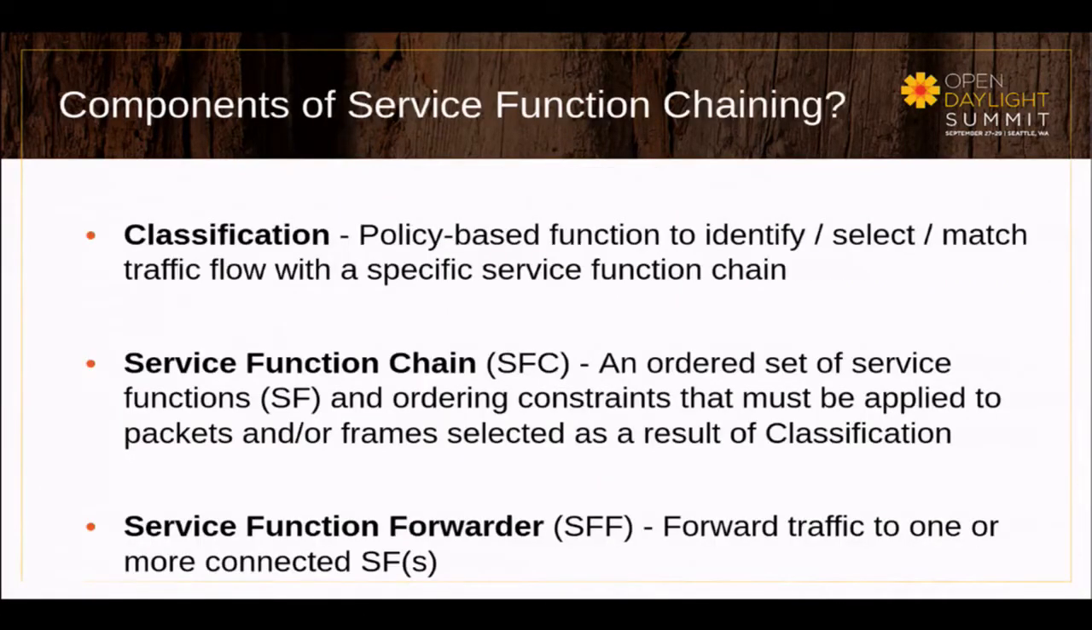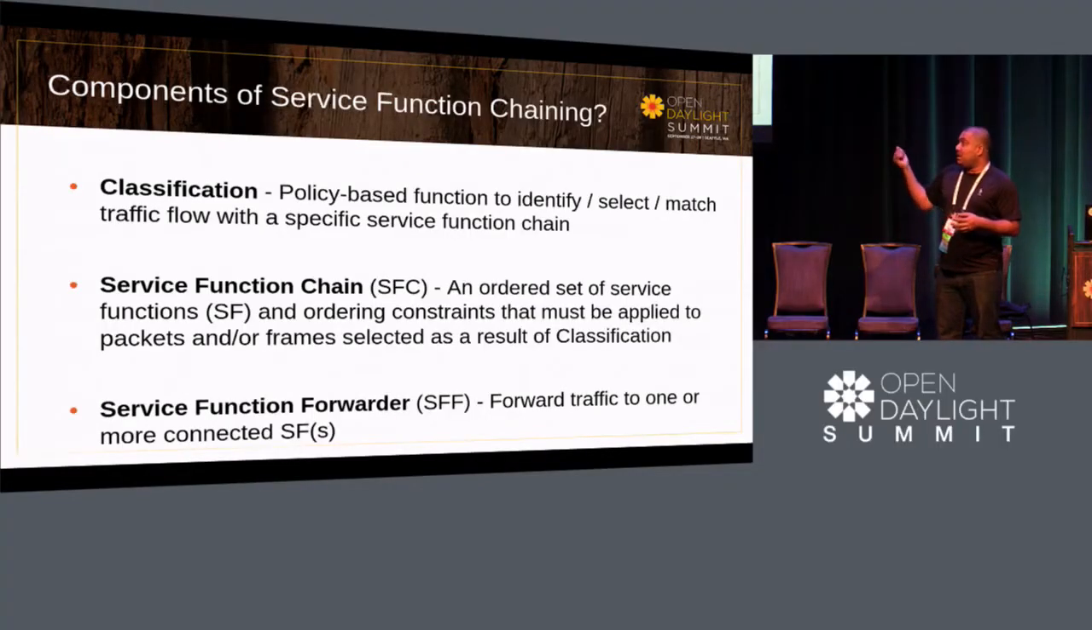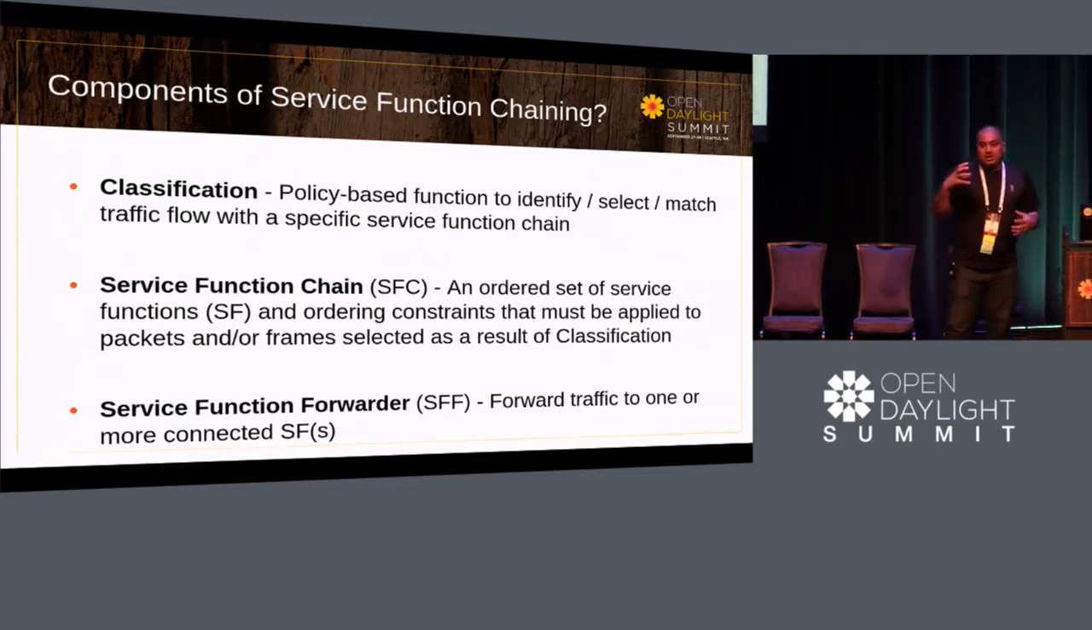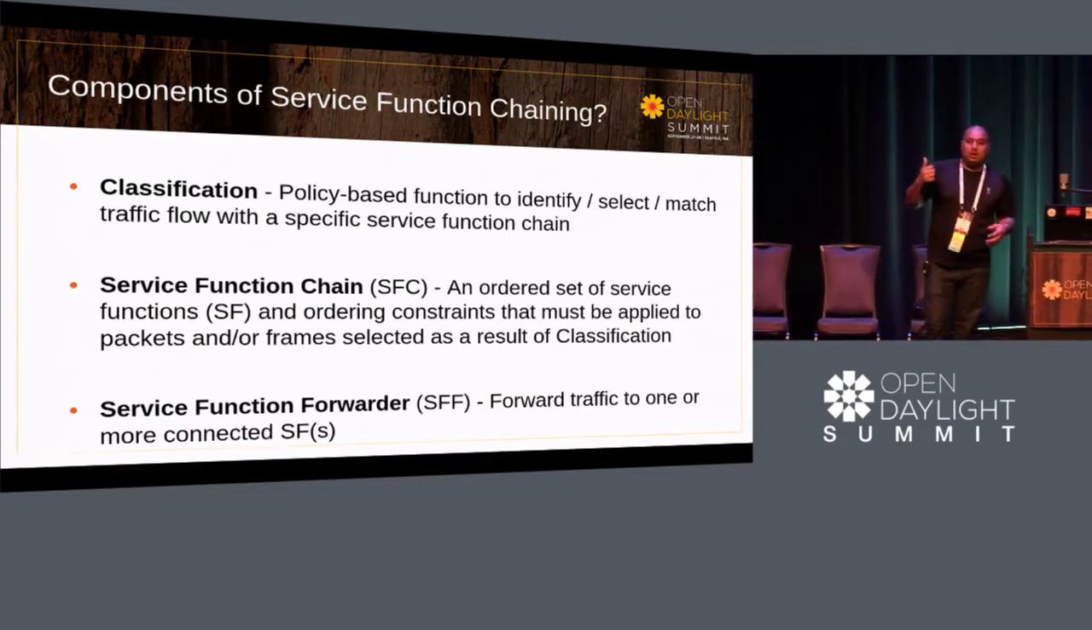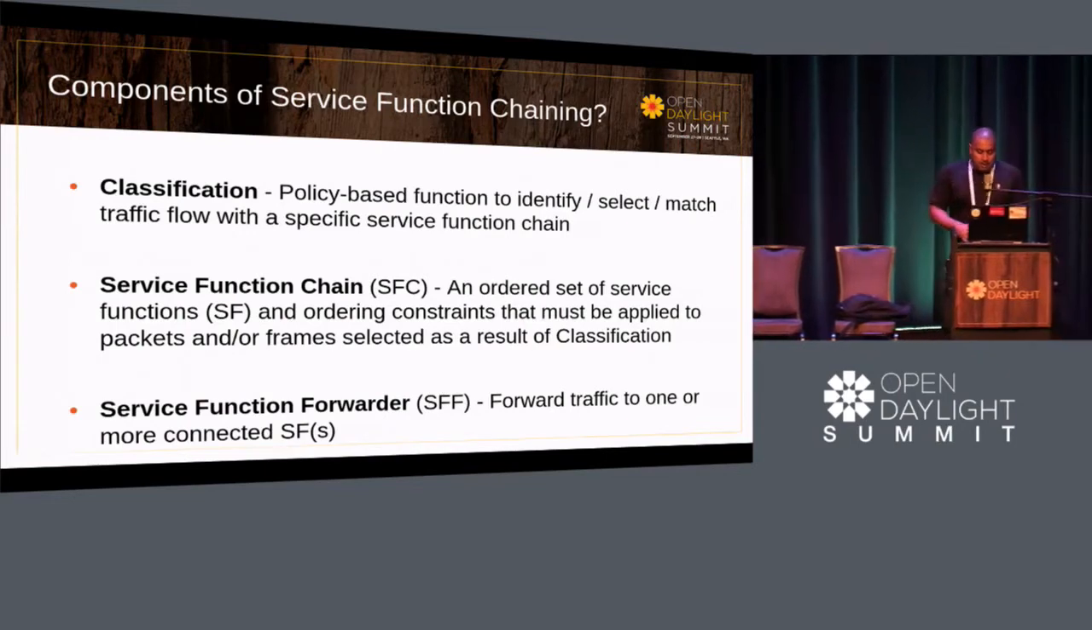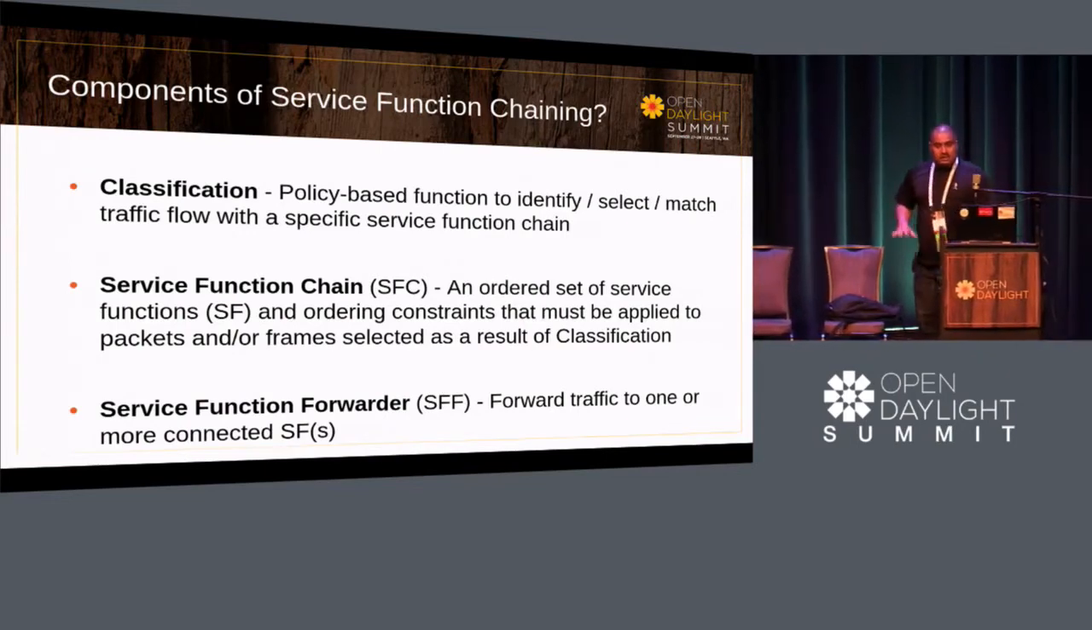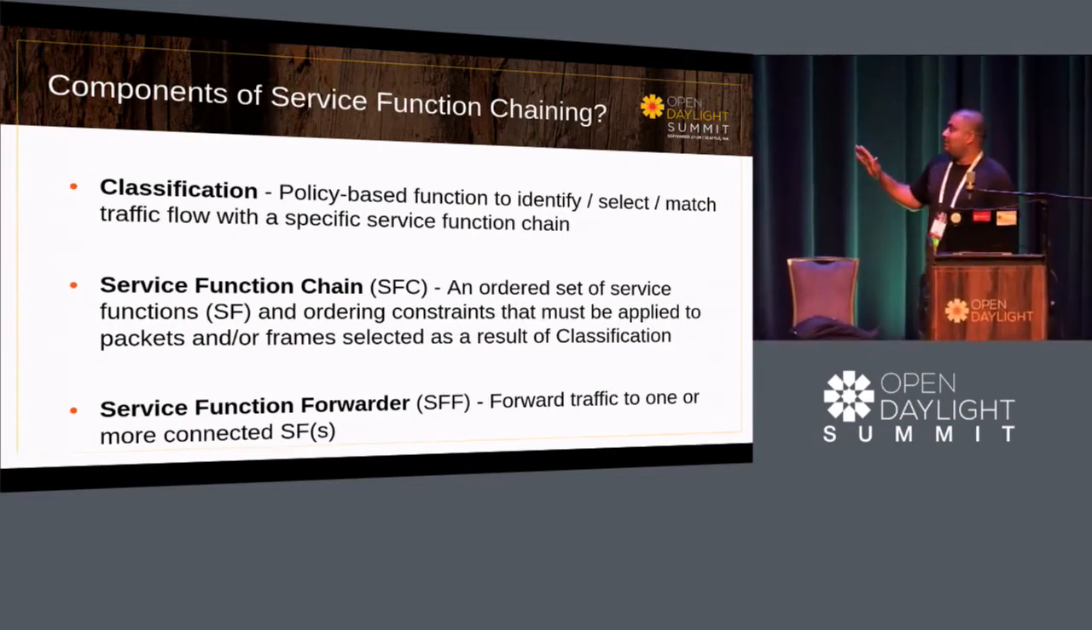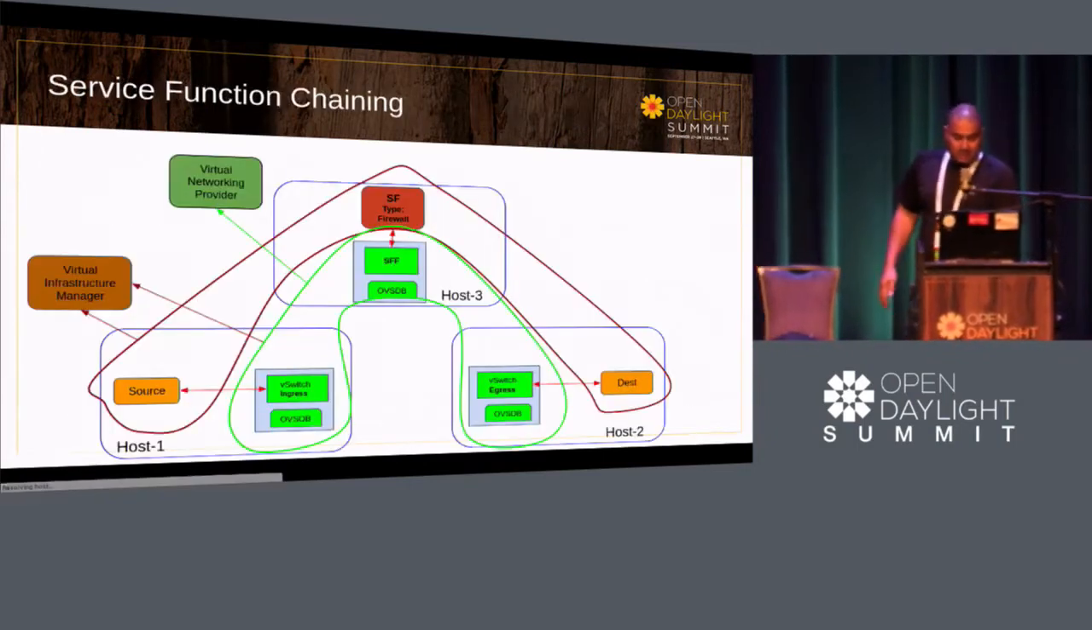So as I mentioned, there are three major components here. One is a classification that steers your traffic to the tunnel, which is basically your chain. The second part is the chain itself. And the third part is the service function forwarder, which is the switch that is connected to your VNF. So any questions till now? I think it's very simple. The idea is how these things work. It's just a steering of traffic.